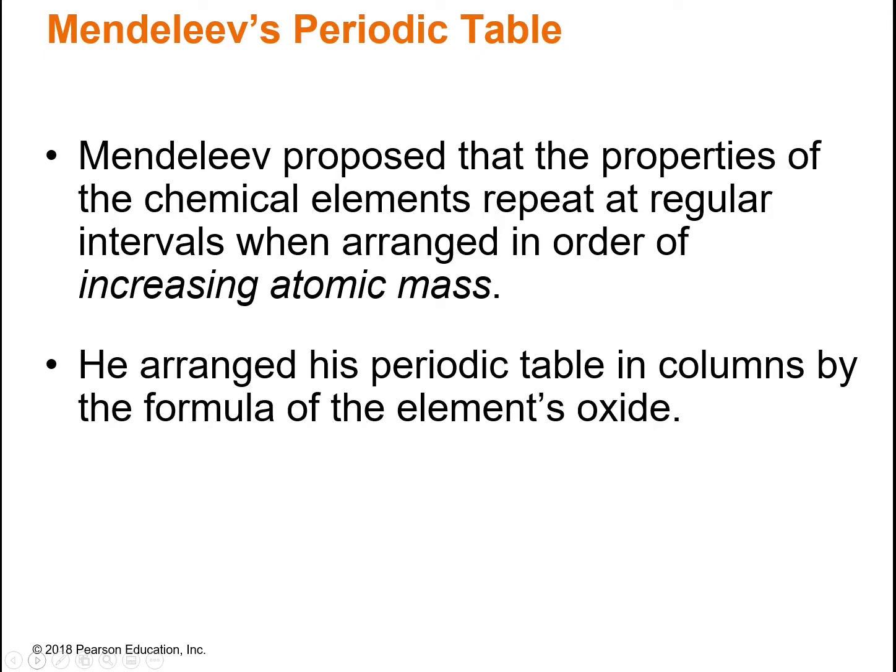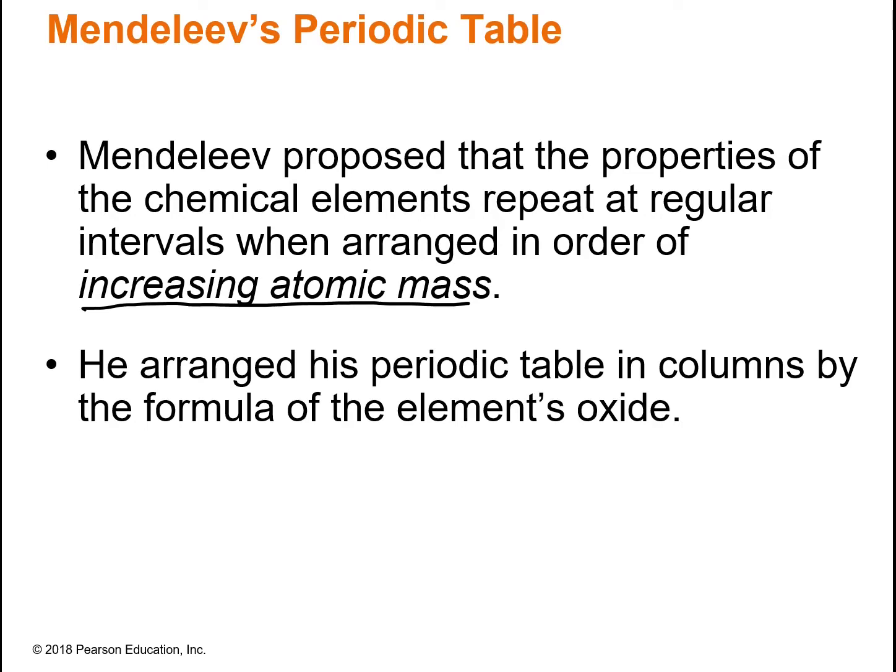So Mendeleev proposed that chemical elements will repeat their properties in regular intervals when they're arranged according to increasing atomic mass.